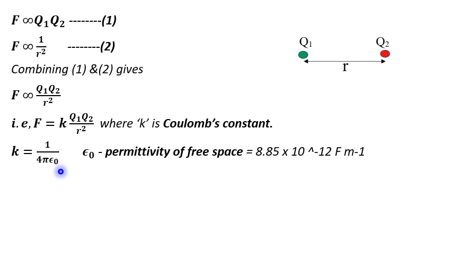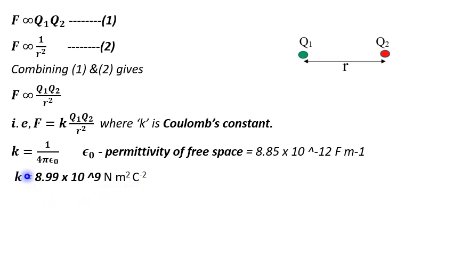Also remember, permittivity is minimum for free space. So after substituting the value for permittivity of free space here, we get a value for Coulomb's constant, which is equal to 8.99 times 10 to the power 9 Newton meter square per Coulomb square.